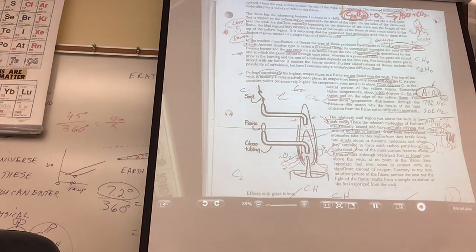And what is the fuel for the candle? What's the fuel? Paraffin. Not solid wax, not liquid wax, vaporized wax, right? Vaporized wax goes up, doesn't it? It's less dense than the air around it, so it goes up.